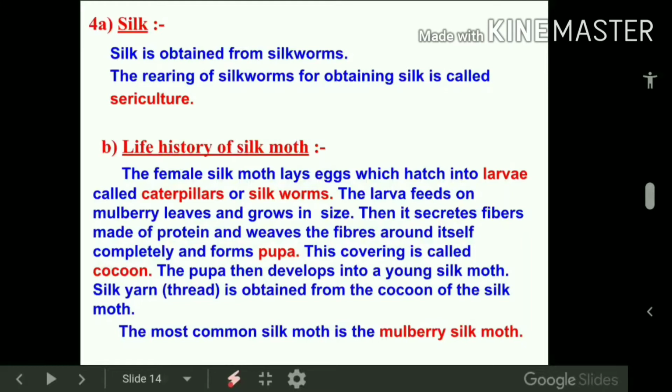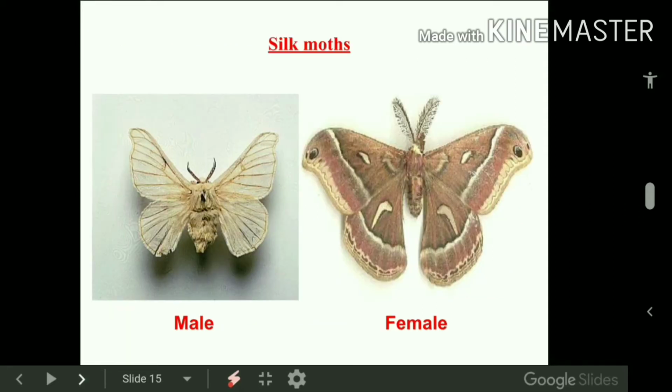So the first stage is known as the larva stage. The second stage is known as the pupa stage, and in this stage they form the cocoon. From that cocoon, we can extract the silk fiber. That is, silk yarn or thread is obtained from the cocoon of the silk moth. The most common silk moth is the mulberry silk moth. Look at this picture. This one is the male because it is smaller in size, and the female is always bigger in size.